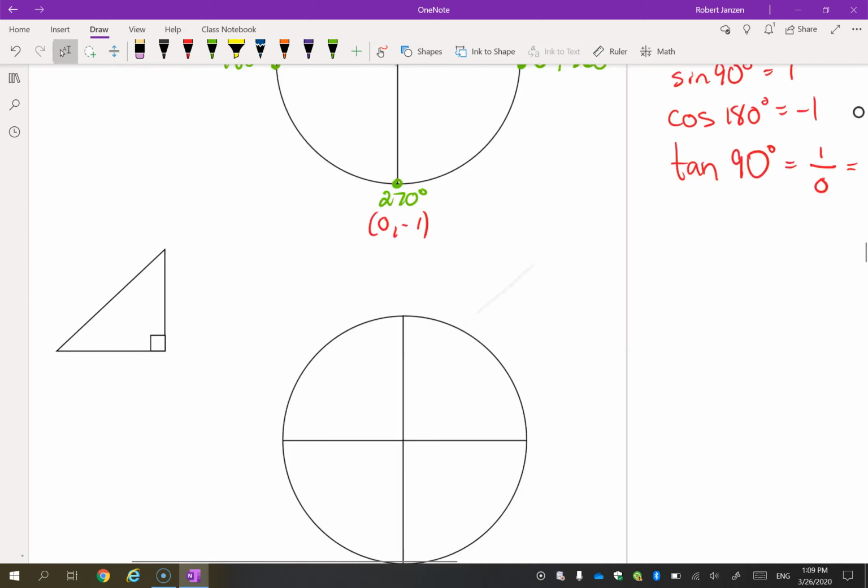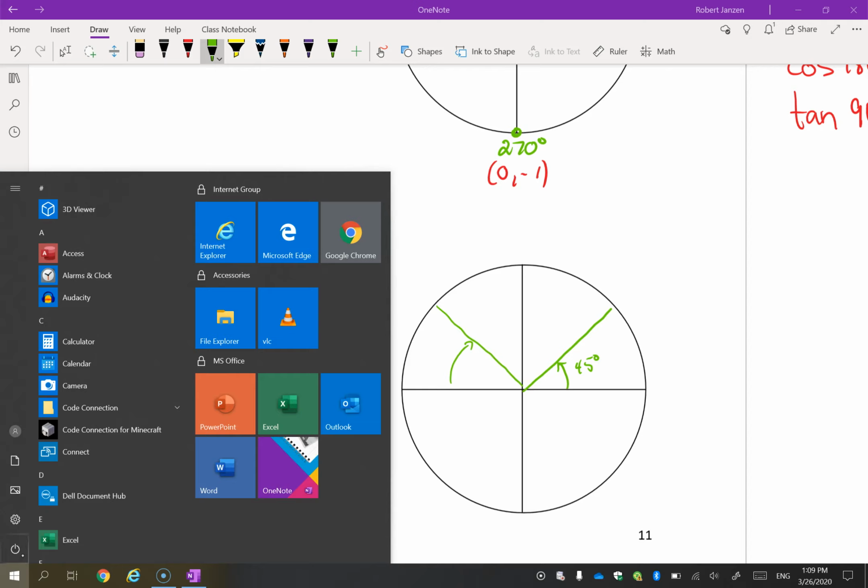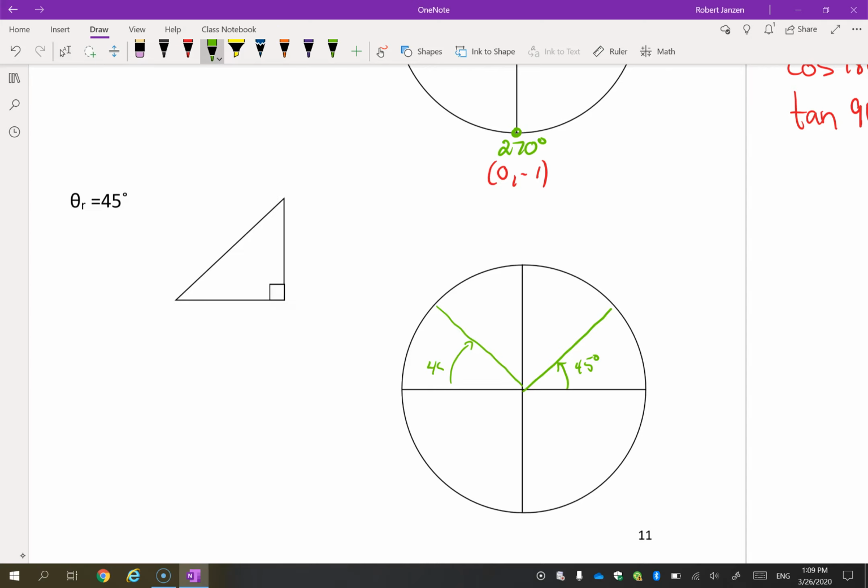The next one we're going to look at is the 45-degree angle. So picture this being 45 degrees, and then we'll go into this quadrant. If we want this to be 45 degrees, and we want this one to be 45 degrees, so they're all related angles, all with the reference angle of 45 degrees, what are those actual angles?